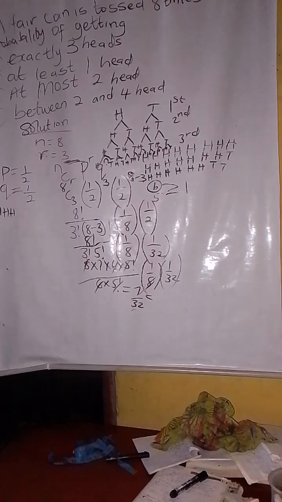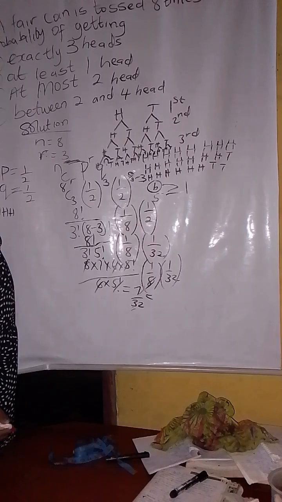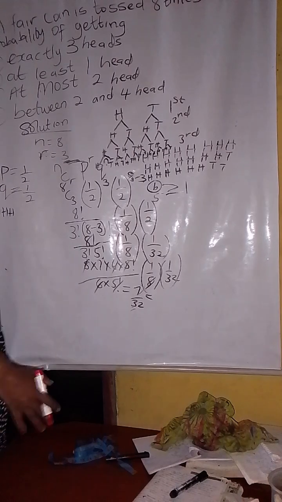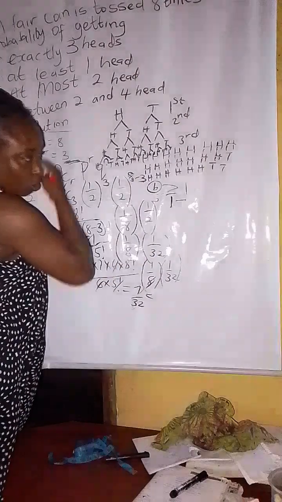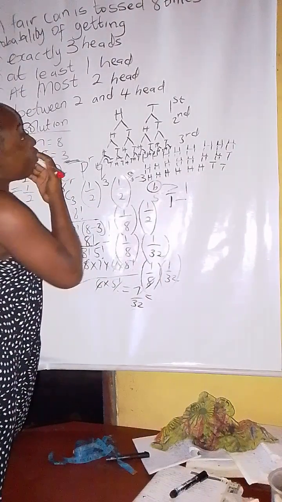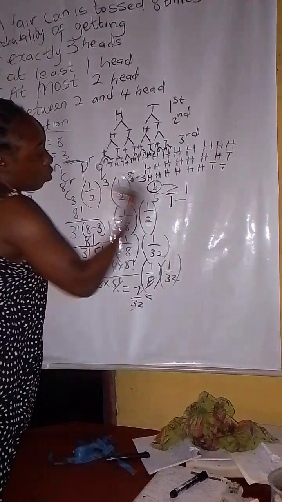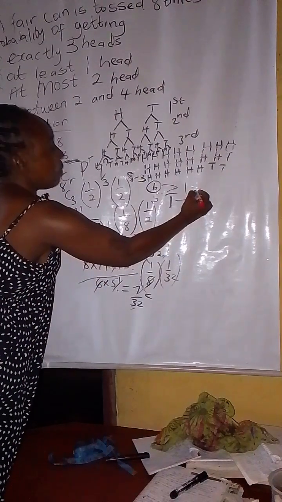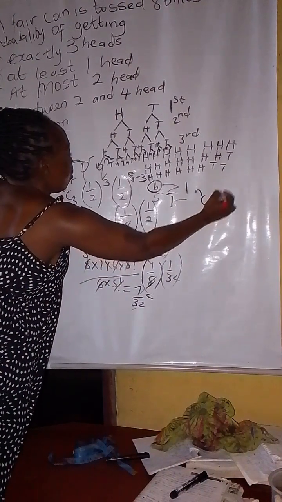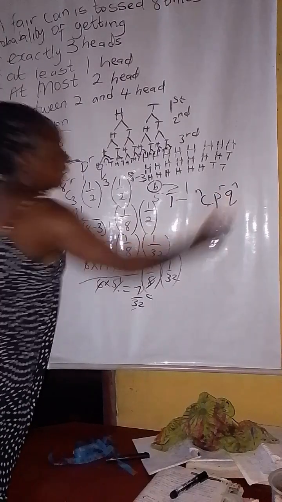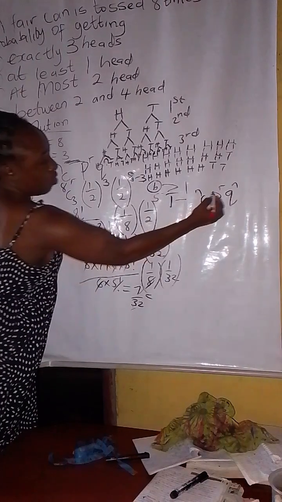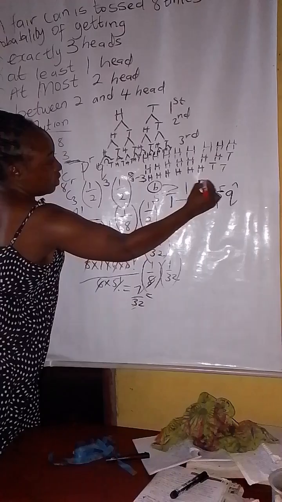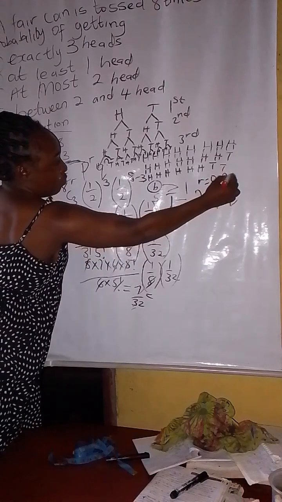If it's not exactly, but at least one head, we'll just apply 1 minus the number. You apply n combination r, p^r q^(n minus r). The reason I'm subtracting is because I want to use my r to be 0. Then my n will be 8.